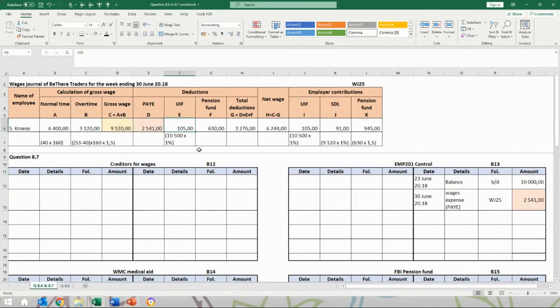Okay, then the UIF amount, where do we take that? The 105. To which account will we take that? That's correct, Tamilo. So we also take it to the EMP 201 because that is what has been deducted from our employee but needs to be paid over to SARS. Okay, where do we take the pension fund amount that we've deducted from our employee? To which account will we take that amount?